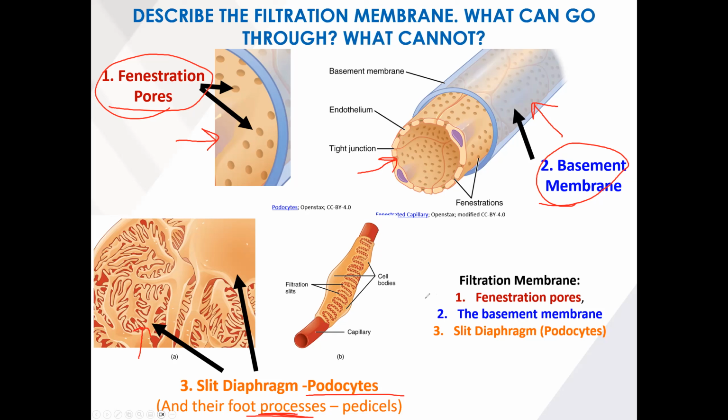So the three things we'd pass through would be the fenestration pores of the capillary endothelium, the basement membrane, and then the slit diaphragm of the podocytes. So if you were a molecule of sugar and you were going to be passed into the filtrate to be tubular fluid, you would pass through a fenestration pore, basement membrane, and then the slit diaphragm.